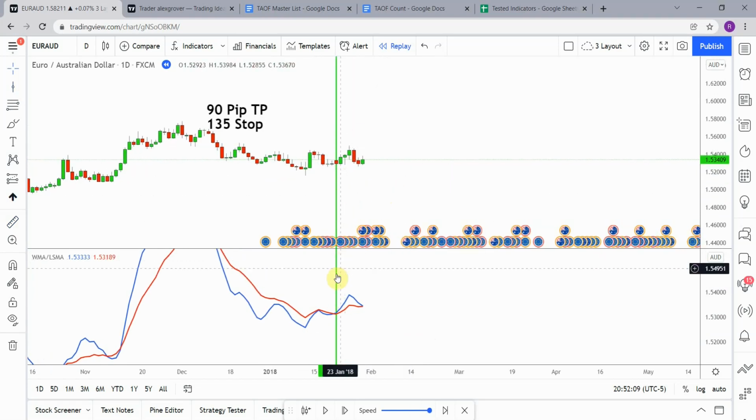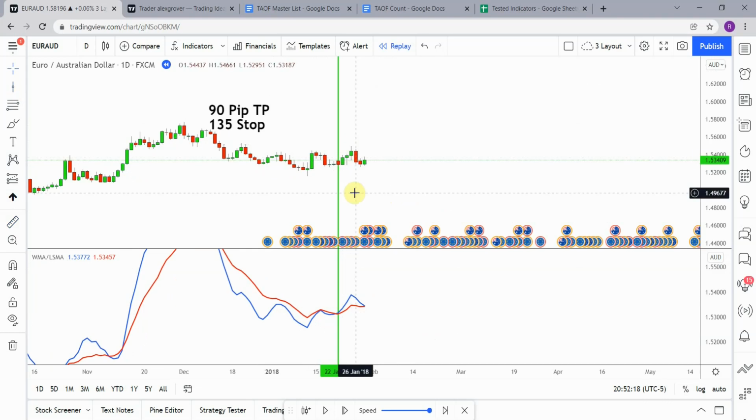All right, so you see our first signal right here. We get that cross that we were talking about where the blue crossed up over the red, and we entered right there. Price action made a nice little bump to the upside there and got us to take profit.